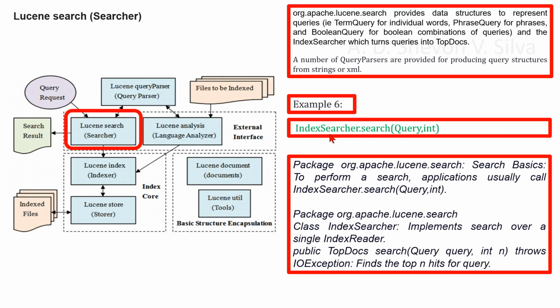To perform a search, applications usually call IndexSearcher.search(Query, int). Once a query has been created and submitted to an IndexSearcher, the scoring process begins. After some infrastructure setup, the control finally passes to the Weight implementation and its Scorer or BulkScorer instances.